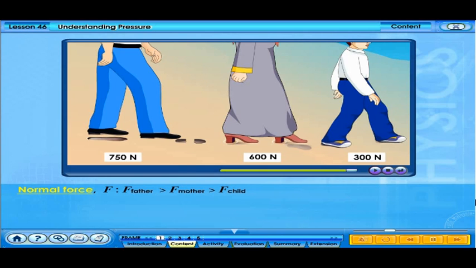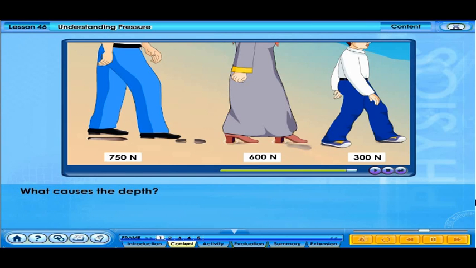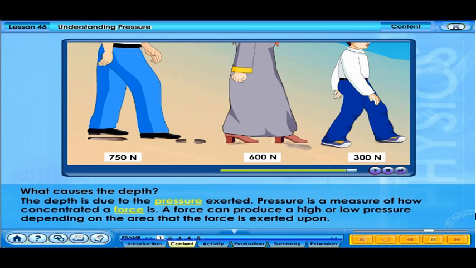Observe the surface area of the soles of their shoes. Whose shoe sole has the least surface area of contact with the ground? The surface area of contact of the mother's shoe is the least, and the mother's shoe sinks the deepest. So what causes the depth? The depth is due to the pressure exerted.